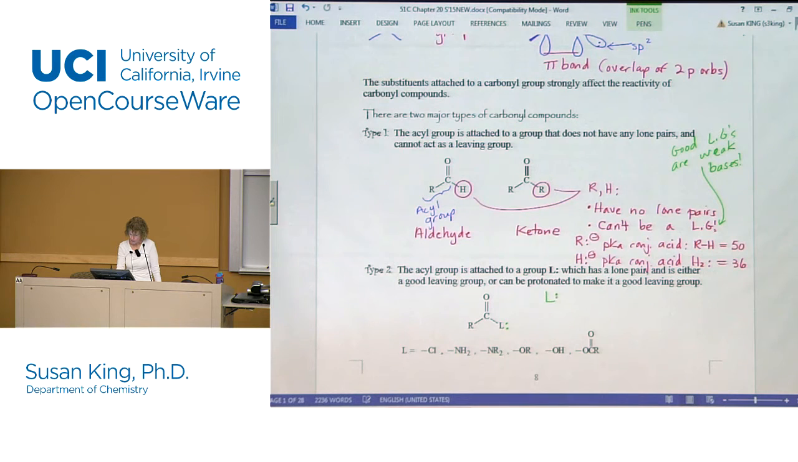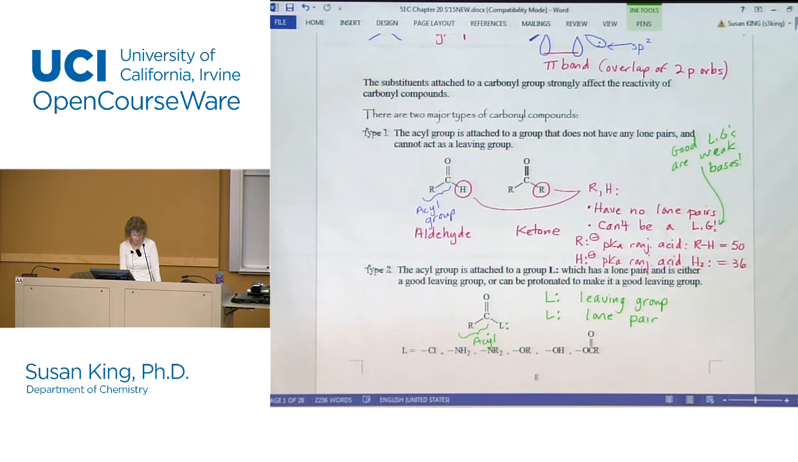So L, leaving group, and L, lone pair. So any carbonyl compound that is bonded to a group L that has a lone pair or can be a leaving group is going to be type 2, and they're going to have different chemistry than type 1. So here, again, this is our acyl group. It's either a good leaving group or it can be protonated to make it a good leaving group. So that's what these all have in common.